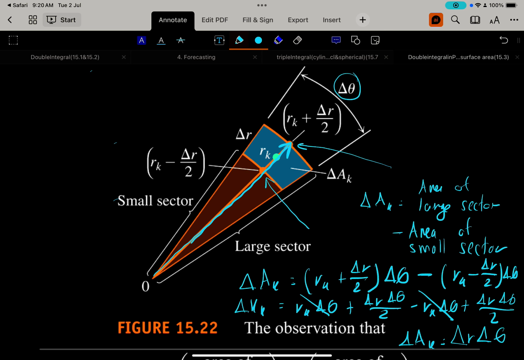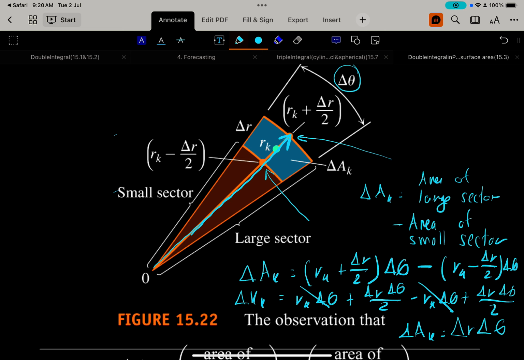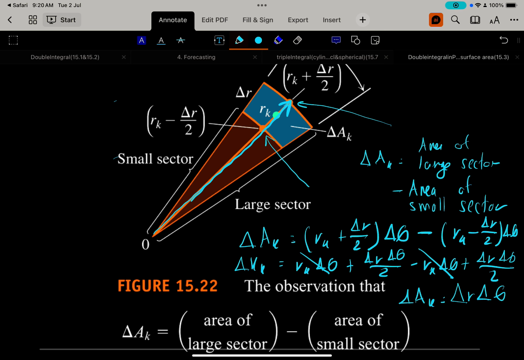Okay, so basically we do have RK here, and we do have delta R over 2, so this is our bigger radius. Okay, so this is our bigger radius, and we do have delta theta. Now this is an area, this is basically the formula for a sector's area. Now we also have RK minus delta R over 2. This is the radius for the smaller sector multiplied by the theta, the angle.